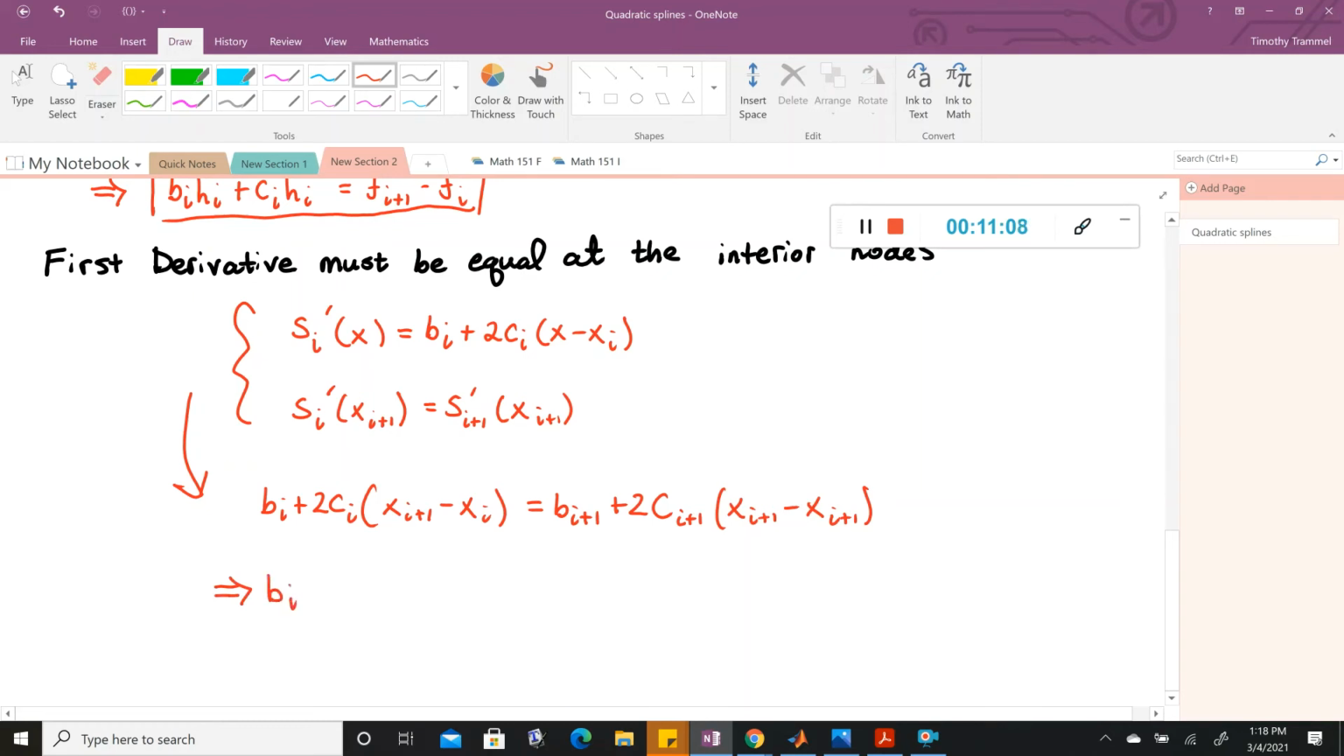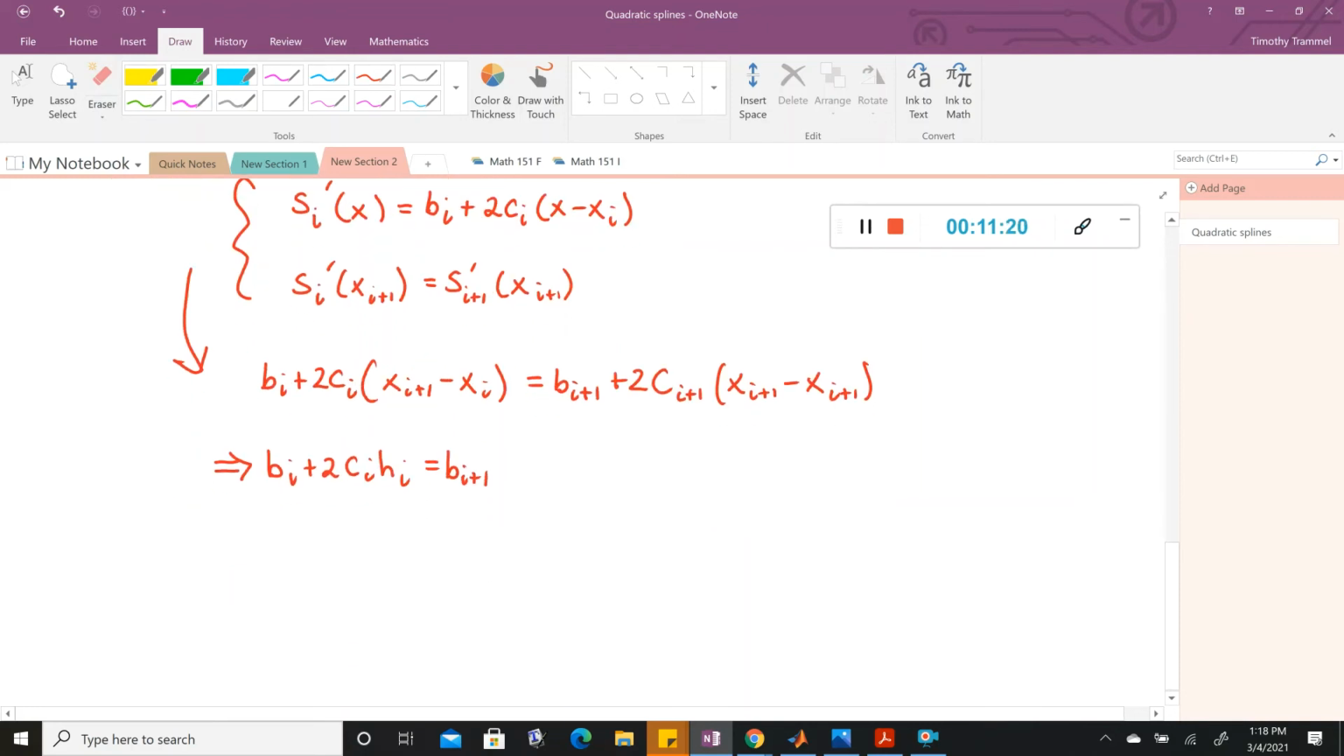We get b sub i plus 2c sub i, and then this is h, so h sub i is equal to b sub i plus 1. And I'm going to even rewrite that a little bit to make it a little bit easier to work with in the future. I'm going to say b sub i minus b sub i plus 1 plus 2c sub i h sub i is equal to 0. And we're going to use this.